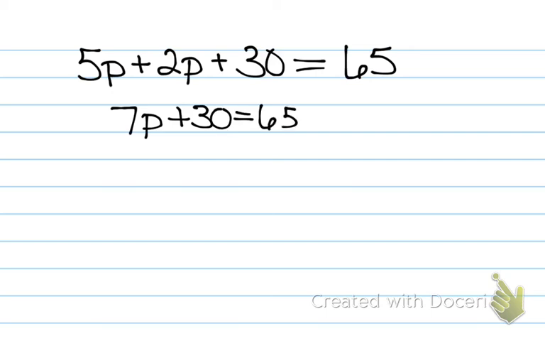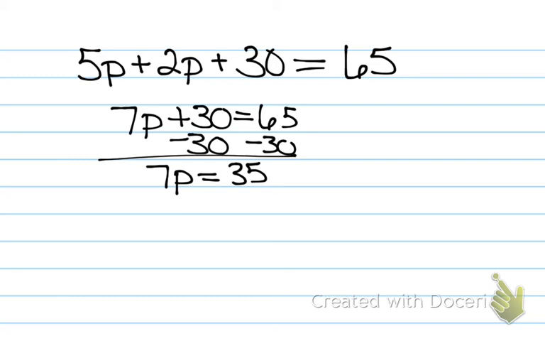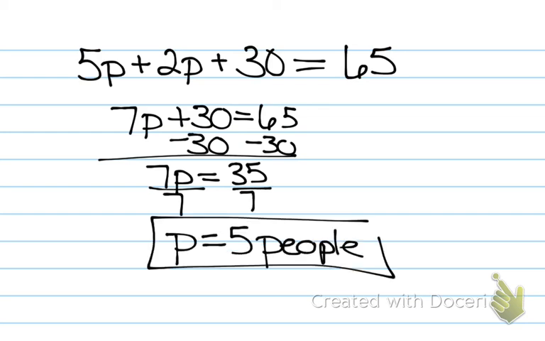Okay. And JC, what'd you do next? I changed positive 30 to negative 30. Yeah. And then minus 65. And then we get 7P equals 35. And Myri, what did I do last? Divide by 7 both sides. P equals 5. People, who got it right?